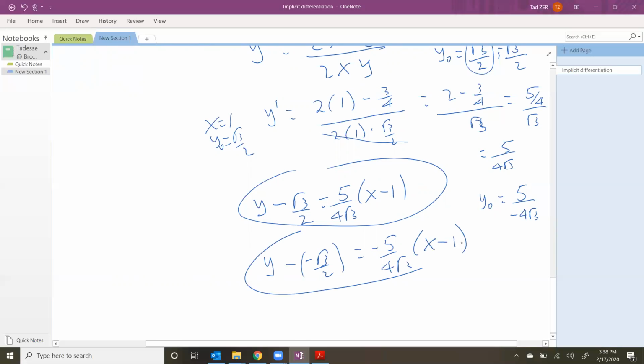So these are the two tangent lines when x equal to 1 and y0 equal to plus or minus root 3 over 2, with slopes plus or minus 5 over 4 root 3.